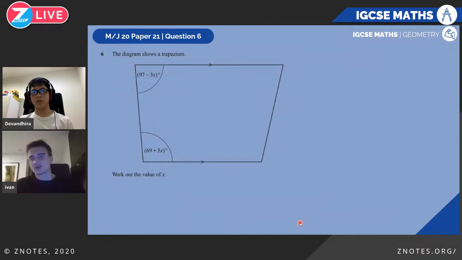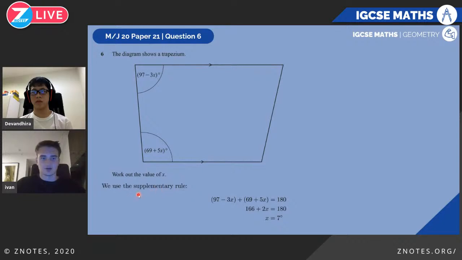So next problem, we actually have a trapezium again. However, we're not asking for area, we're asking for some angles. So to find the value of x. In a trapezium, of course, these two main sides are parallel. So we can use some rules here. In particular, we want to use the supplementary rule. So this angle plus this angle have to be 180.